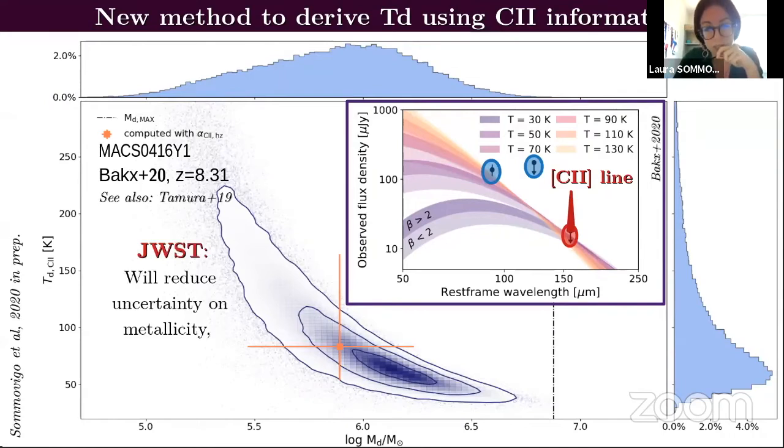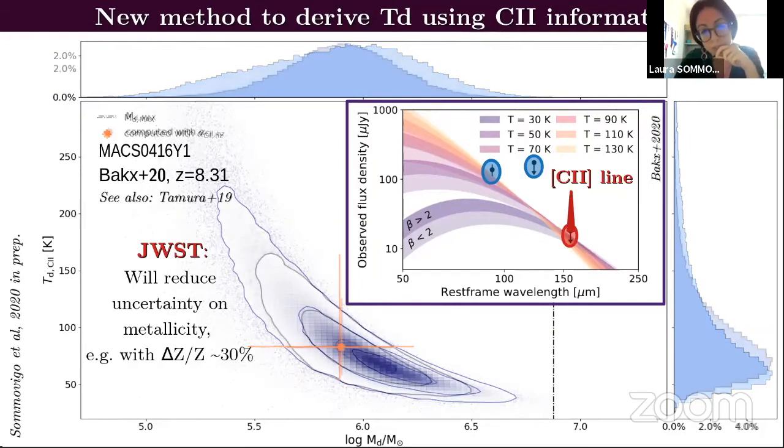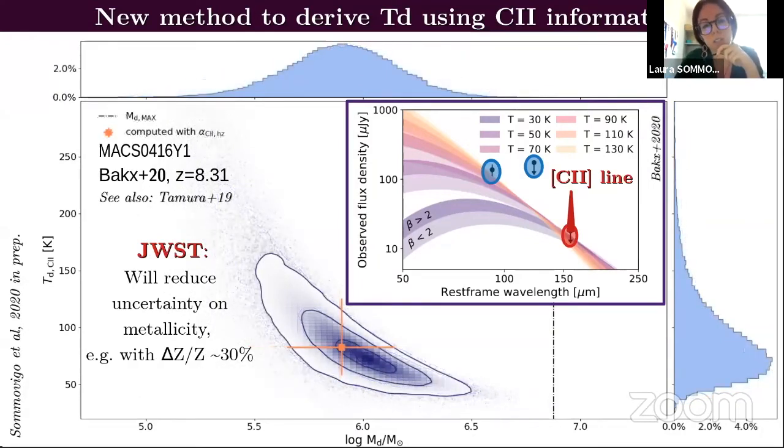However, JWST should help us in this sense, since it is expected to reduce the uncertainty on the metallicity of high redshift galaxies. For instance, if we consider a very reasonable reduction down to 30% of relative uncertainty, we reduce the error on our predicted dust temperature, narrowing the range within which the dust temperature can vary between 80 Kelvin and 120 Kelvin.